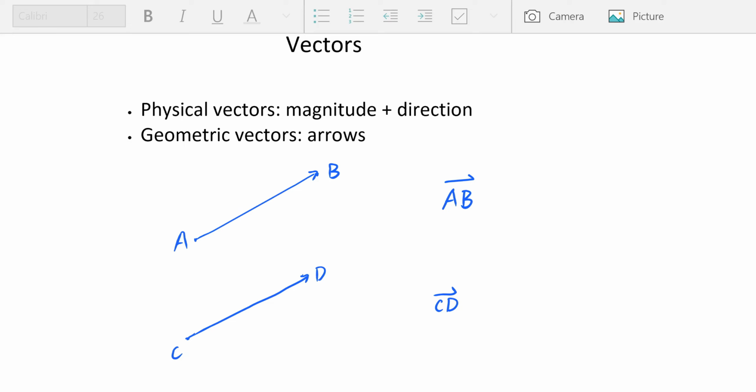There's another commonly used notation for geometric vectors, which is to use a single lowercase letter, for example v, and an arrow on top of it. This notation will omit the information about the initial and terminal points and simply name the vector with a lowercase letter. So when we draw those vectors, we will simply put the lowercase letter right next to the vector.